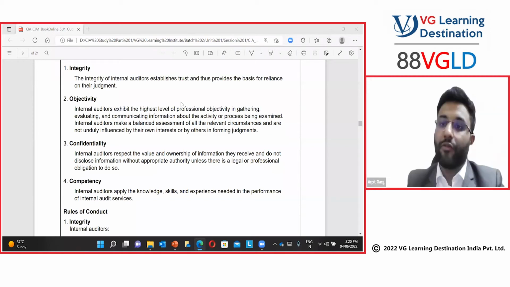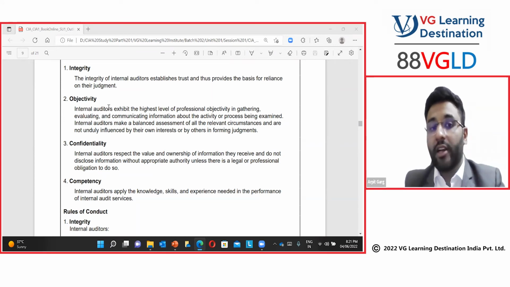So this is how we have to clear the concepts. We'll cover more examples, folks. But are you clear so far? Now let's read this out. It says internal auditors exhibit the highest level of professional objectivity in gathering, evaluating, and communicating information. So are you clear now?